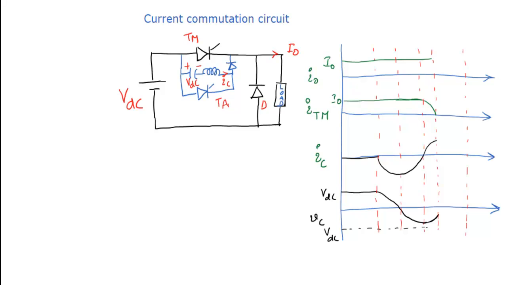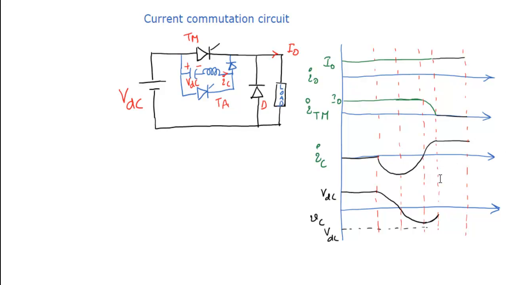Now the load current is actually supplied by the source through the tank circuit. That's why this current will be constant at I0, as we discussed already, and the thyristor is already turned off. That's why this current will be 0, and the load is still connected to the source through the tank circuit. That's why it is coming from the source only.